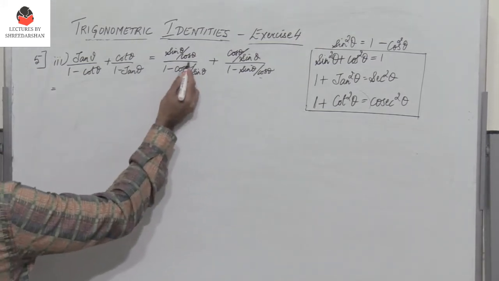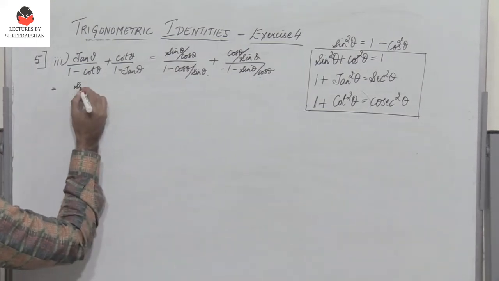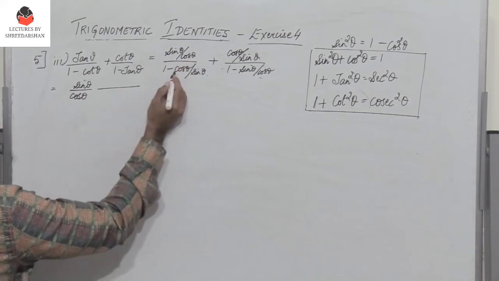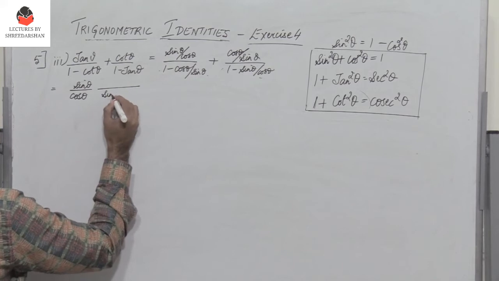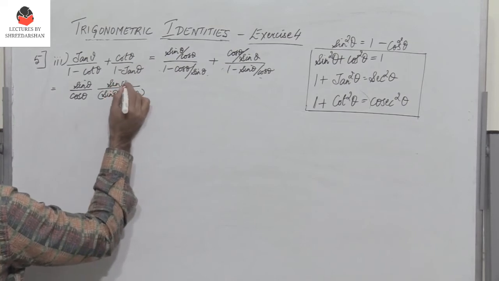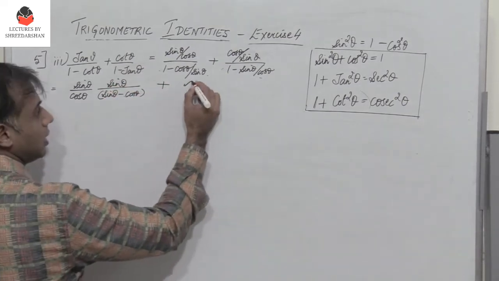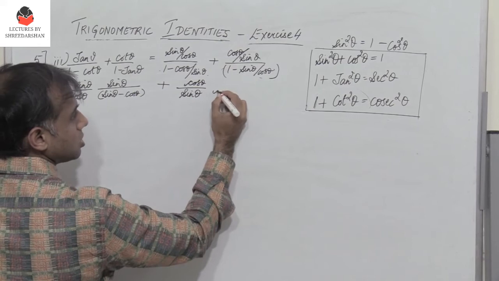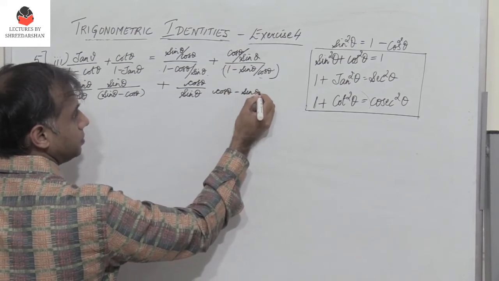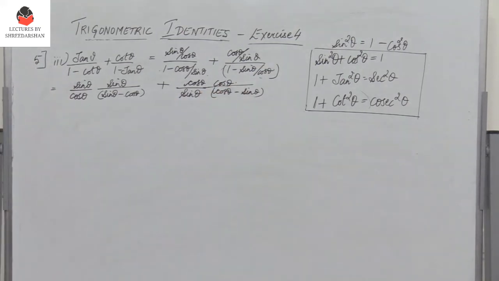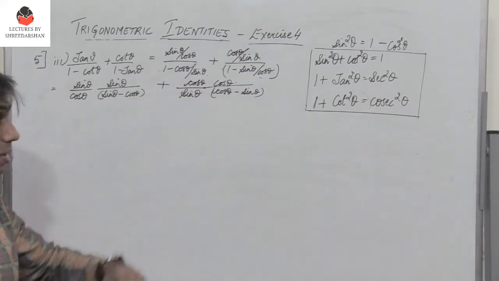So now what do we do? We can take the LCM here, isn't it? So I have sine theta by cos theta, this sine theta by cos theta, and then if I take the LCM, I have sine theta minus cos theta, and this sine theta goes to the numerator. Plus, similarly I have cos theta by sine theta. If I take LCM for this, I get cos theta minus sine theta, and this cos theta goes to the numerator. Okay, so essentially I have sine square theta divided by this term plus cos square theta divided by this term.